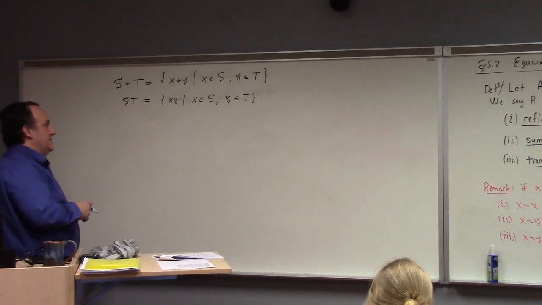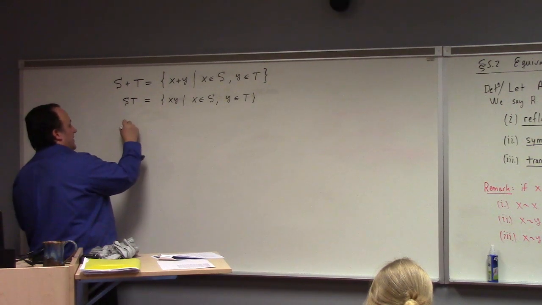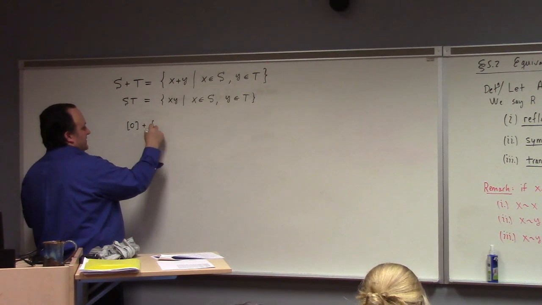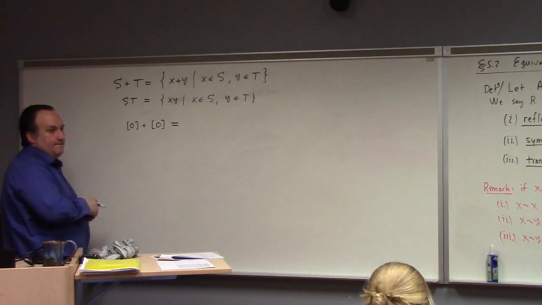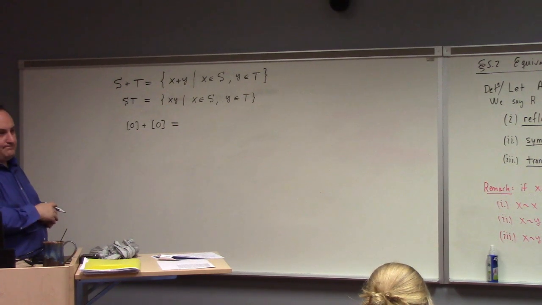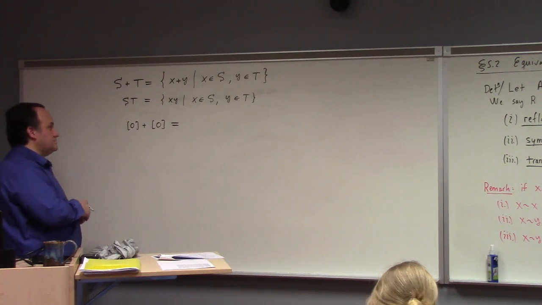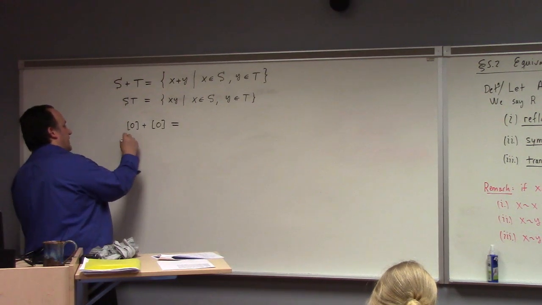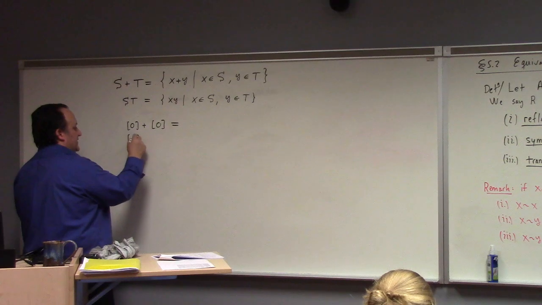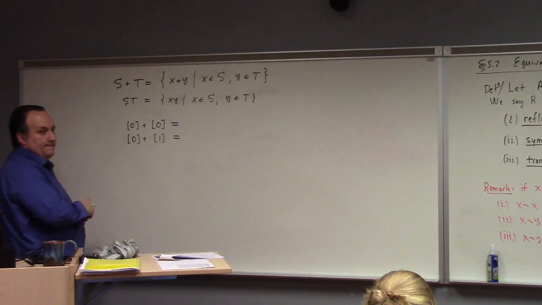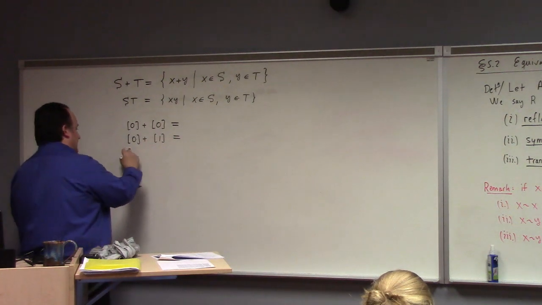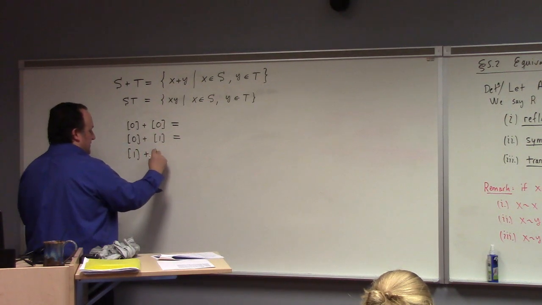So we can look at this. What happens if I take the equivalence class containing 0 plus the equivalence class containing 0? What does that equal? And on the other hand, what would the equivalence class containing 0 plus the equivalence class containing 1 equal to? What would this look like?